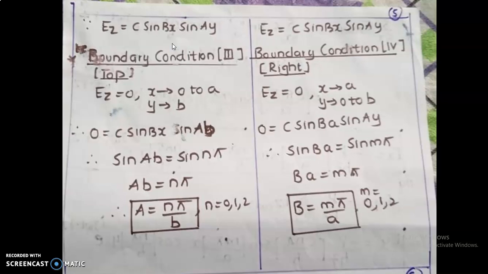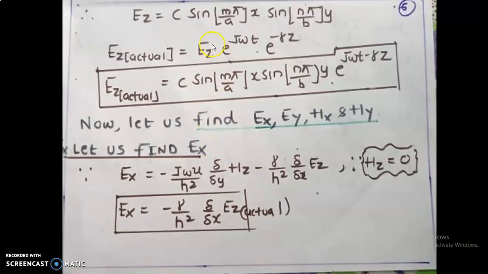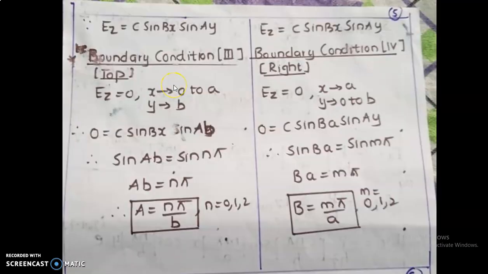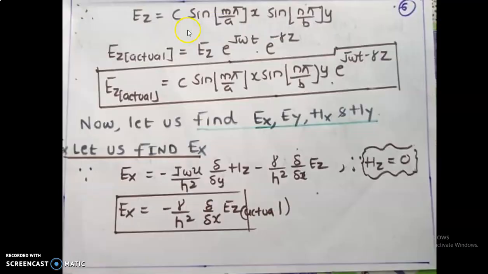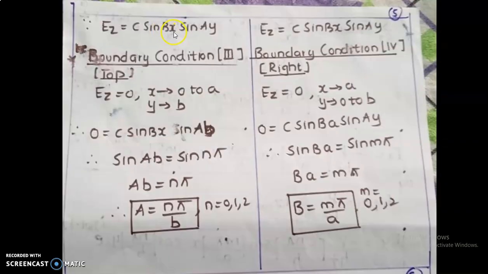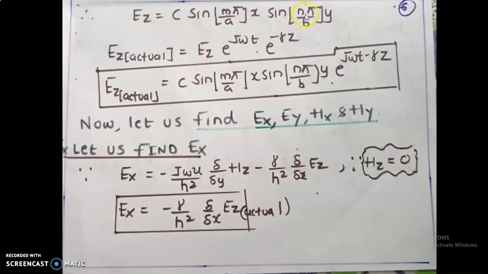The remaining two boundary conditions will help us find capital A and capital B. Now I can say that we got the total Ez, where C is nothing but C3 and C4, and here we got A and B. So now I can say that this is my finalized equation.